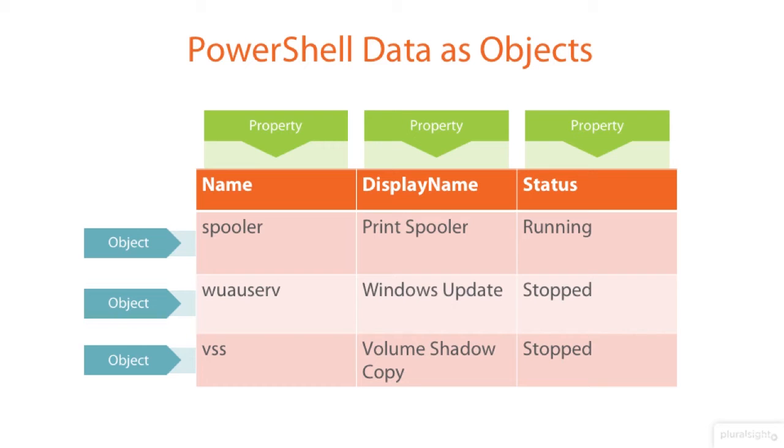So this is the stuff that we're looking for. Each one of these lines, as you can see, is a service that's running on a system. So we've got the print spooler service, the Windows Update service, and then the volume shadow copy. Each one of these objects can be worked with, and we can access this table with the pipeline and using PowerShell to get the information that we're looking for. So let's take a look at working with objects through the pipeline in PowerShell.